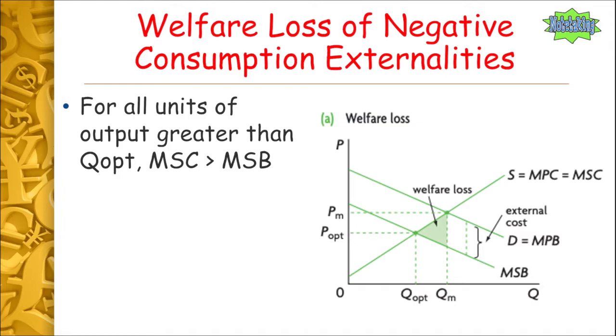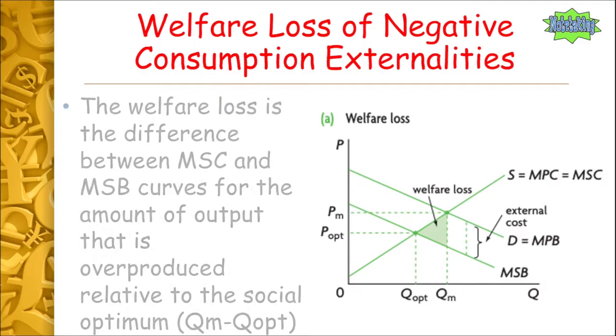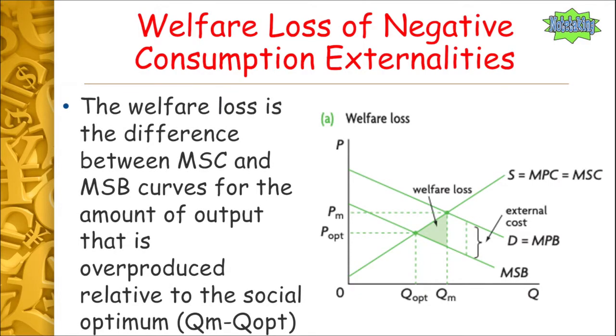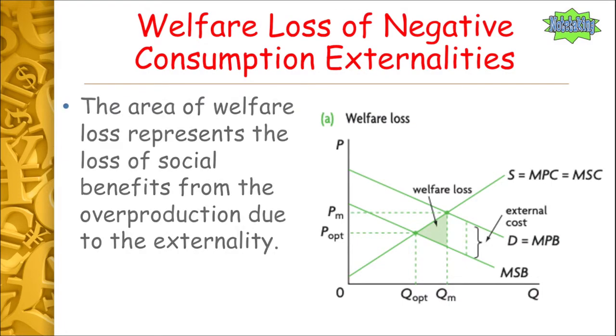For all units of output greater than Q opt, marginal social cost is greater than our marginal social benefit. The welfare loss is the difference between the marginal private benefit and marginal social benefit curves for the amount that is overproduced relative to the social optimum, QM minus Q opt.